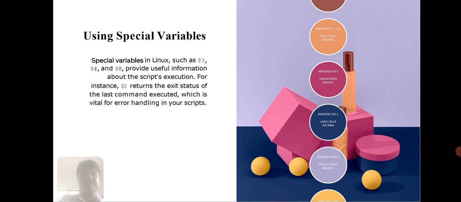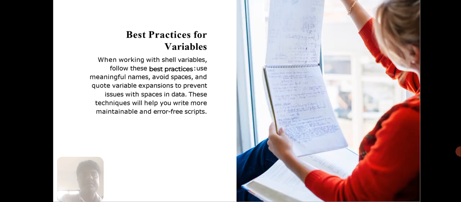Next is special variables. Special variables such as dollar symbol, question mark, and hash symbol provide useful information for script execution. For instance, the dollar symbol followed by a question mark returns the exit status of the last command executed, which is vital for error handling in your script.